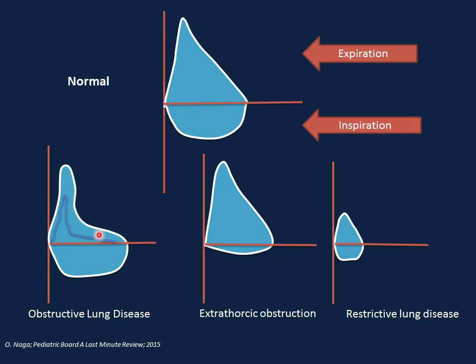So this is normal. This is a concave shape in the descending lobe, representing asthma. This is more severe asthma. This is a blunted inspiratory curve, representing variable extrathoracic obstruction. The best example of that is vocal cord paralysis. This is a normal shaped lobe, but markedly reduced or shrunk. This represents restrictive lung disease.